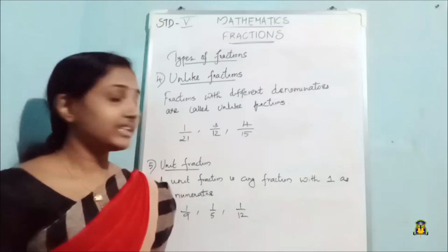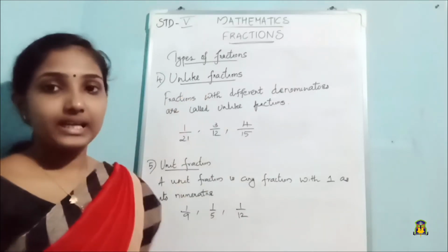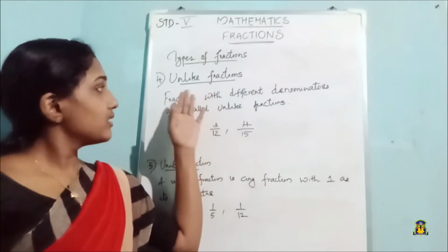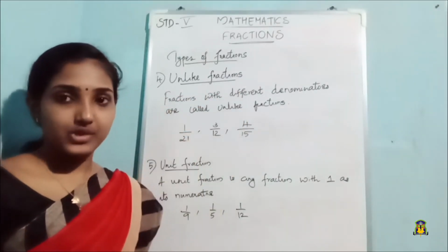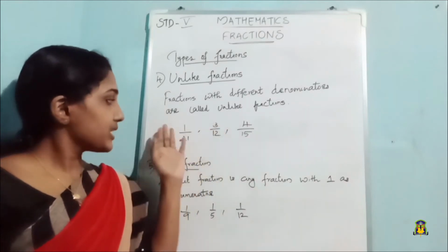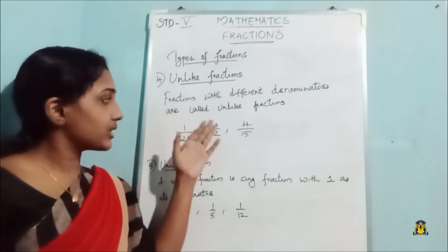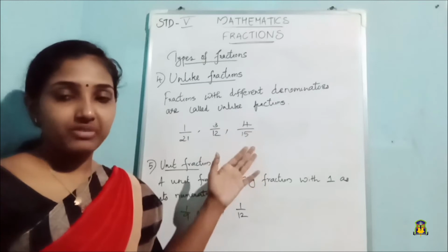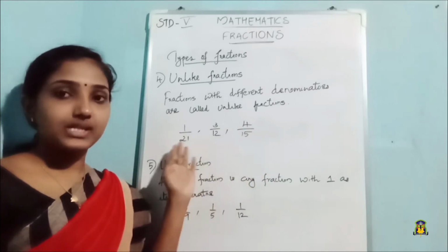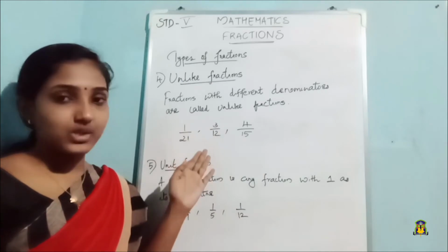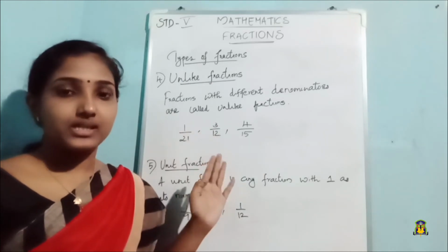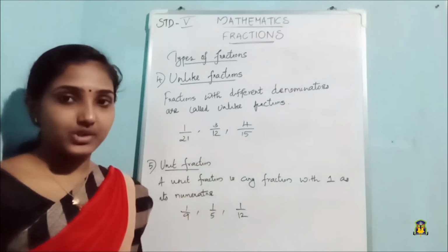Next is unlike fractions. Fractions with different denominators are called unlike fractions. See here, it is 1 by 21, 3 by 12, 4 by 15. All these fractions have different denominators, so they are called unlike fractions.